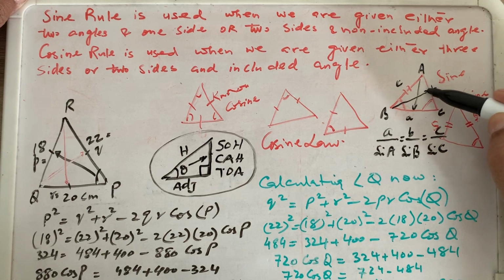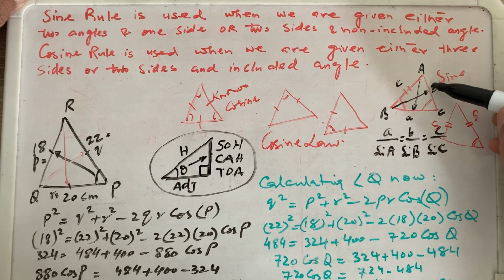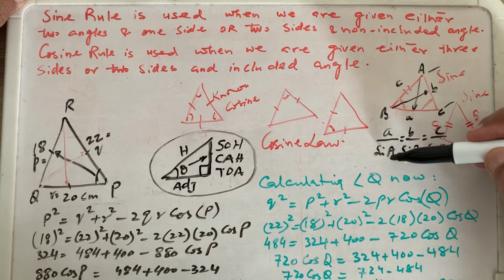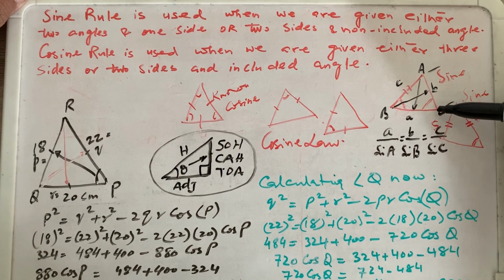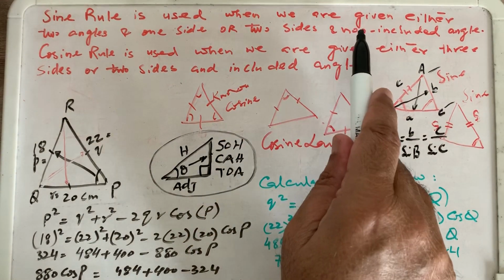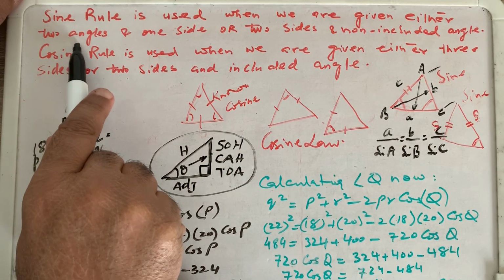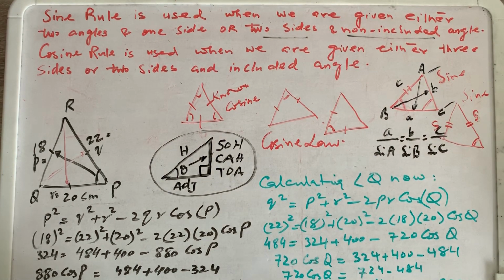So all angles are capital or uppercase alphabets, and the measurement of the sides will always be indicated by a lowercase alphabet. So what is my a over sine A? a over sine A is equal to b over sine B is equal to c over sine C, which is my sine law. So whenever we are given either two angles and one side, or two sides and a non-included angle, we use sine rule. Sometimes we call it sine rule or sine law; it is the same thing.